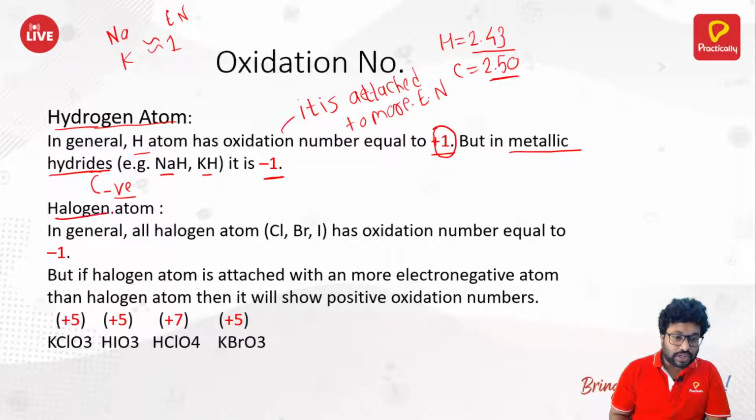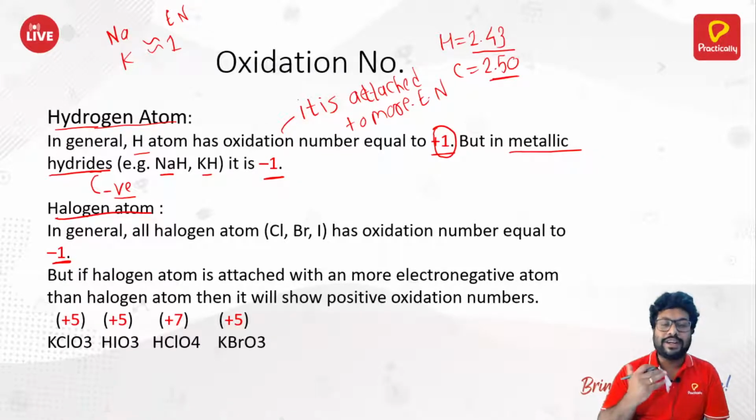Then halogen atom. See, in general, fluorine, chlorine, bromine, iodine have oxidation number equal to -1. Now here we are not talking about fluorine because we have already talked about it, right? So we are talking about the other halogen atoms. So other halogen atoms are chlorine, bromine, iodine. All of them have oxidation number equal to -1.